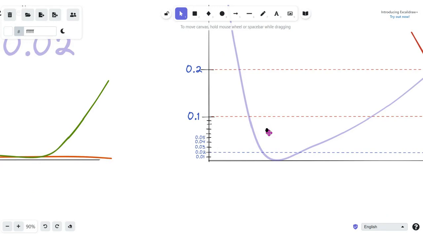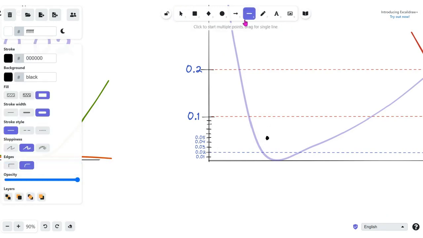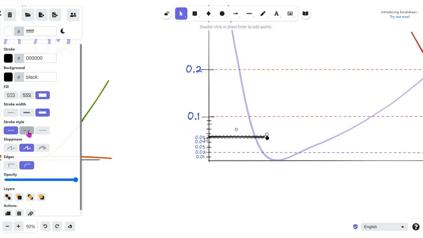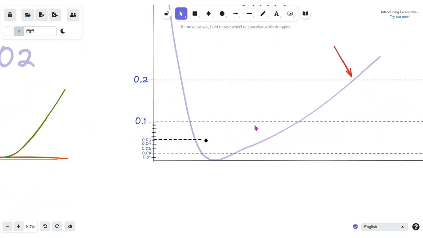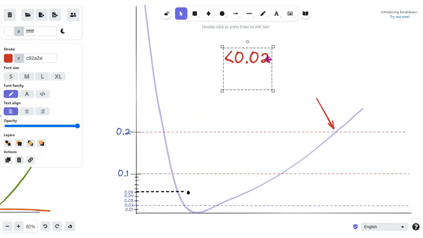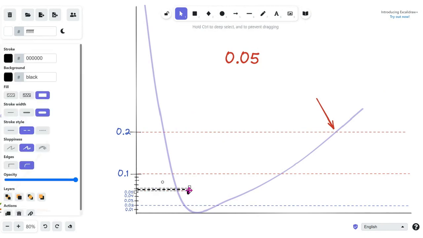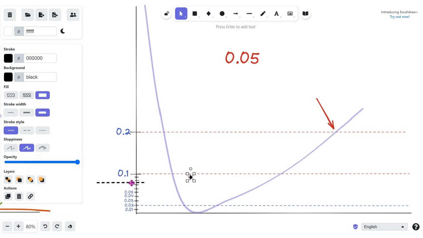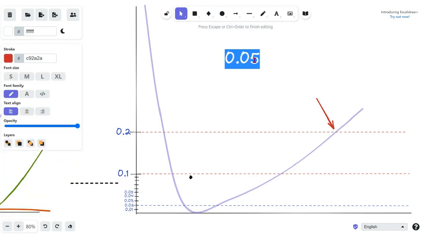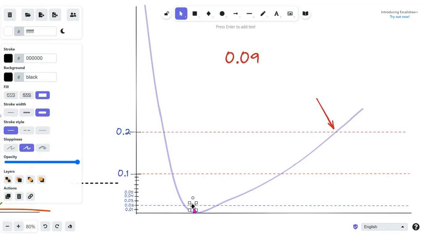If we get a test result that is actually, let's say, 0.05, for argument's sake, then that blood test will be reported as 0.05, actually measuring it right here. If the blood test came back and it was, let's say, here, that'd be reported as 0.09. Again, anything down below that would be less than 0.02.